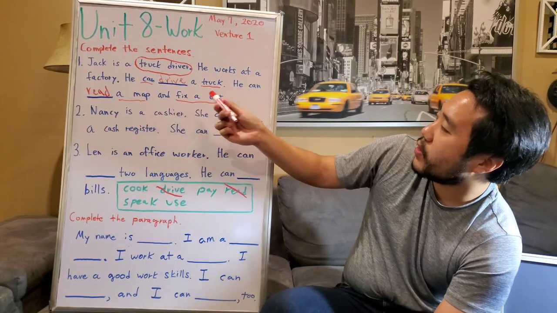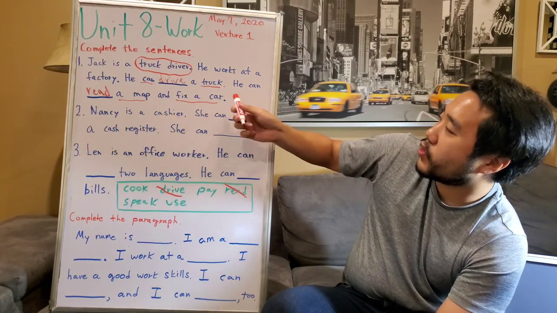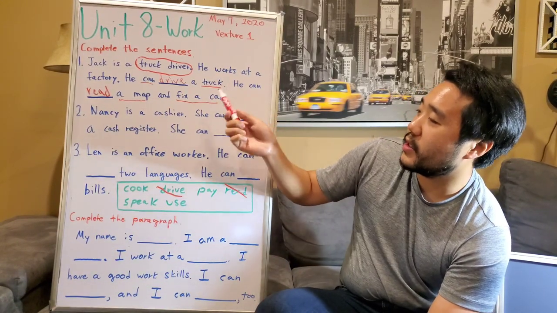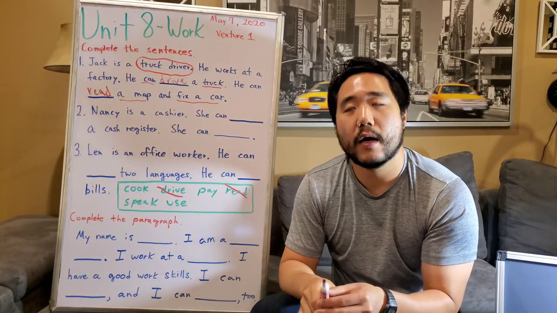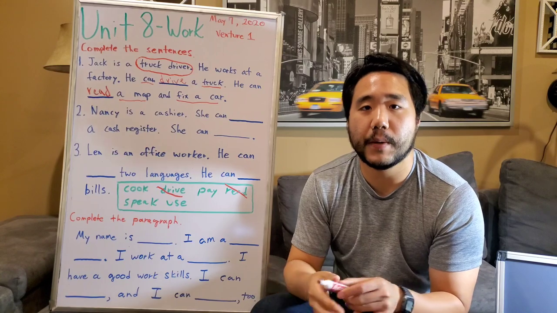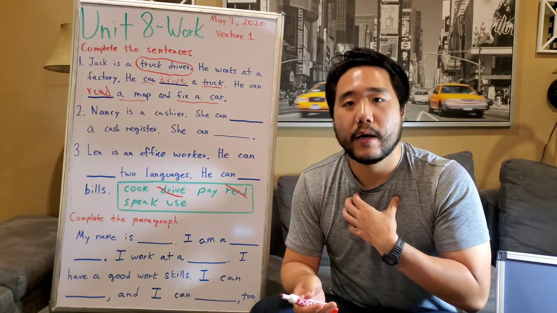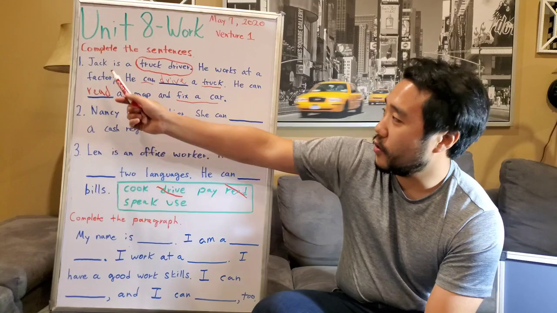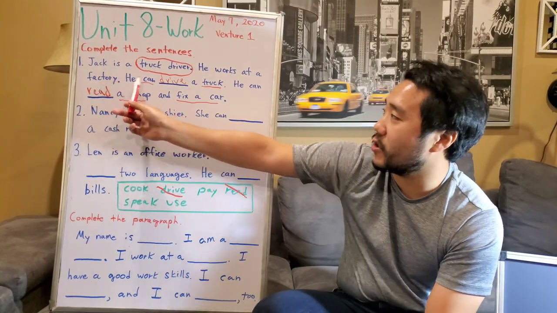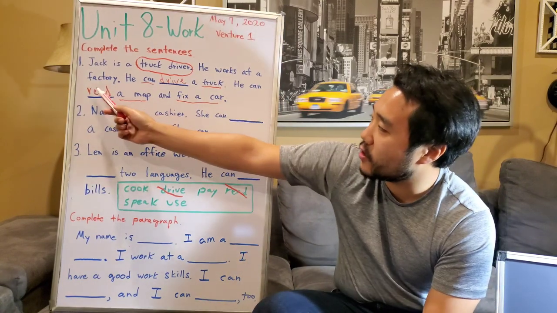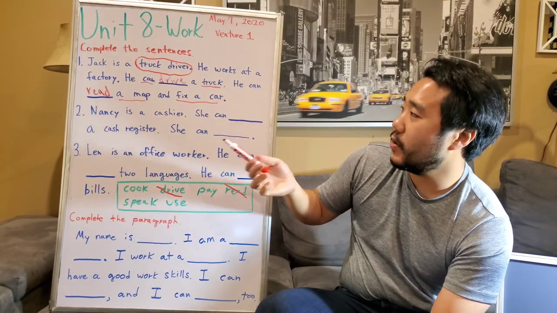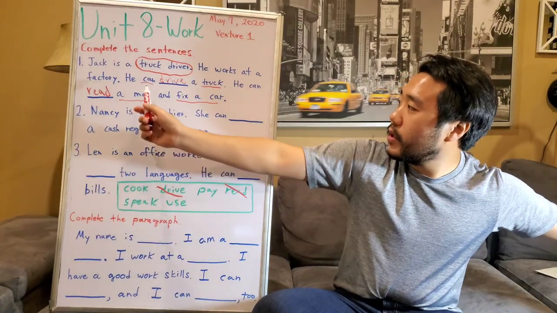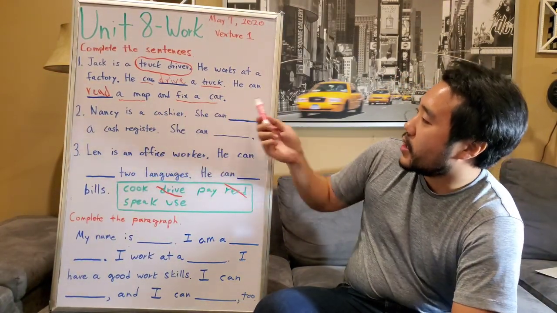So Jack is a truck driver. He works at a factory. He can drive a truck. He can read a map and fix a car. So this is what we did in part one. I wrote a paragraph about my occupation, who I am, and I listed my skills, right? And this is what Jack did. We're talking about Jack in third person. So Jack is a truck driver, his occupation. He works at a factory, so that's where he works. And then this is showing his skills. Here he has three skills. He can drive a truck, he can read a map, and fix a car.